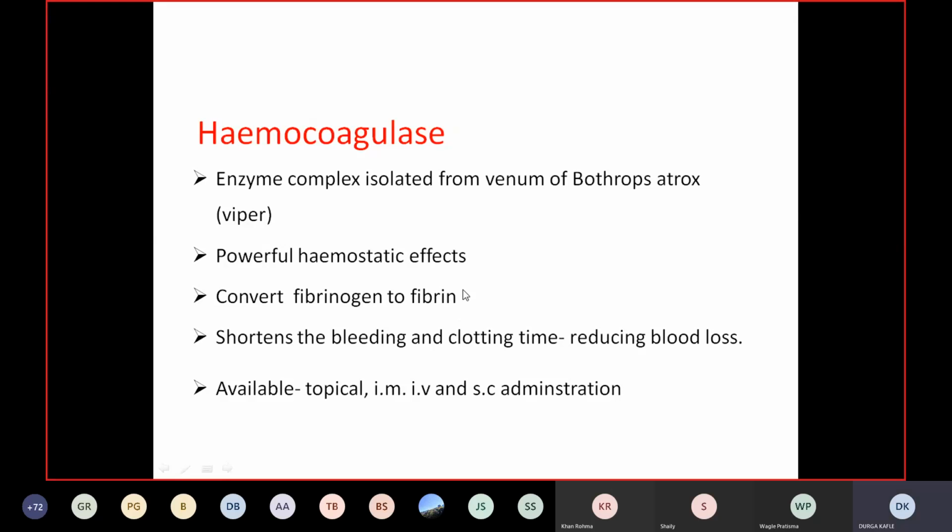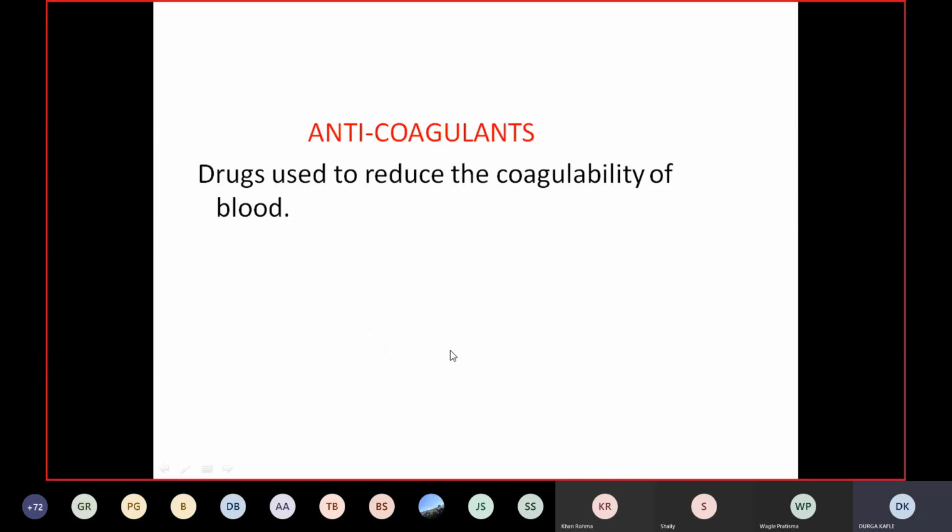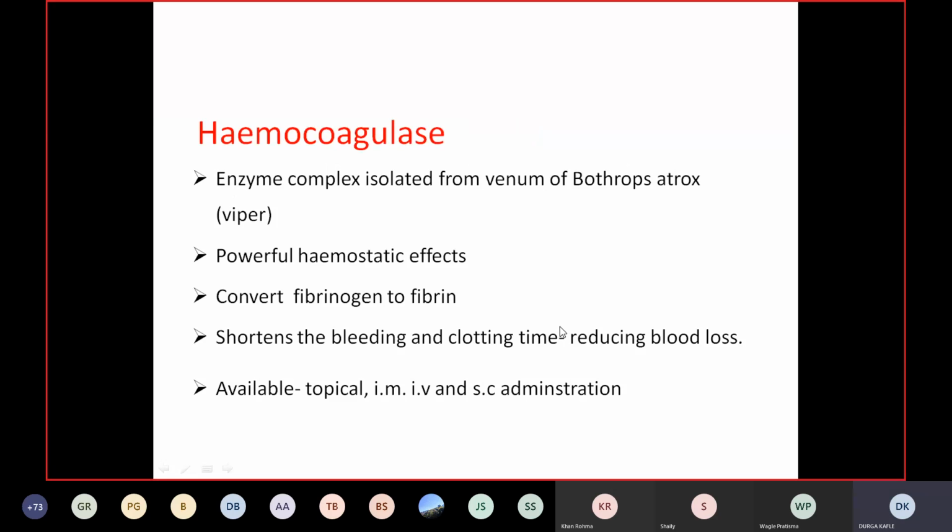That helps in the formation of a clot and also shortens the bleeding and clotting time, which reduces blood loss at the site of injury. It is available in different forms: topical, intramuscular, intravenous, and sometimes you can use it by subcutaneous administration. So this can be used by the topical as well as the systemic route. This is also known as viper venom, hemocoagulase.